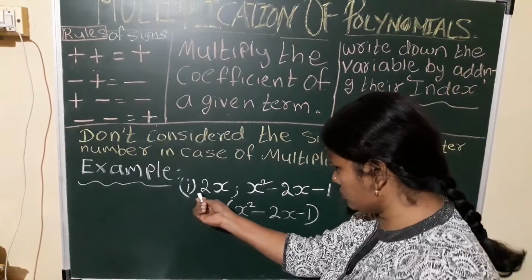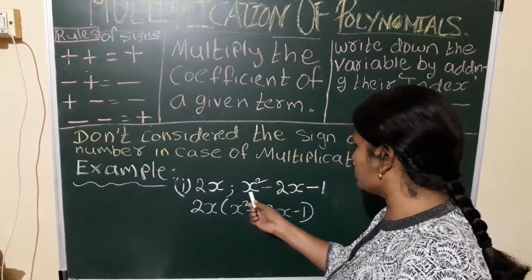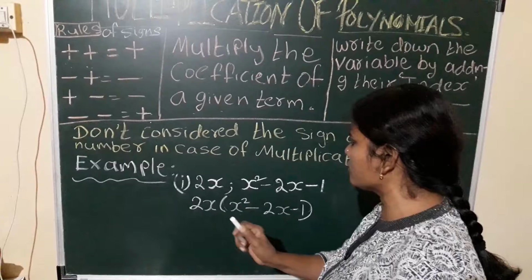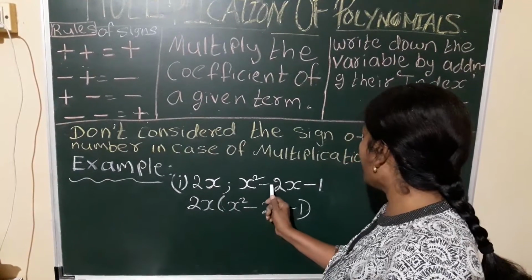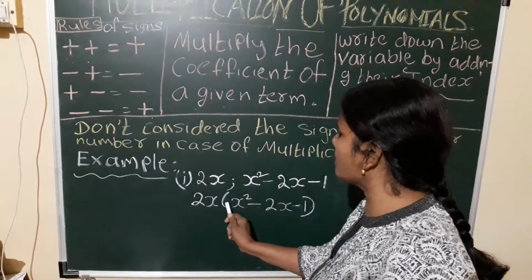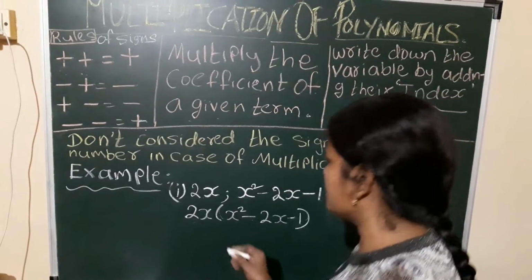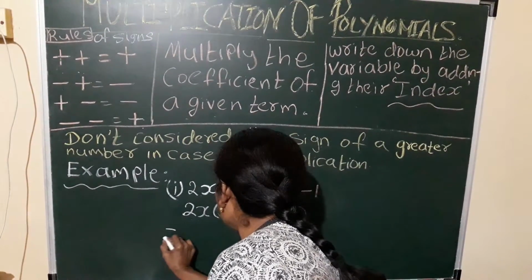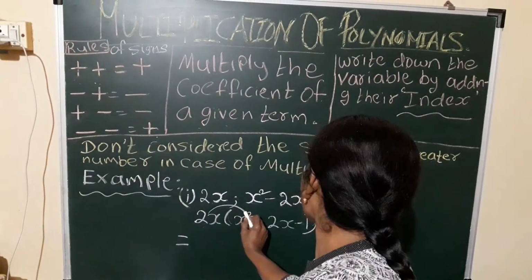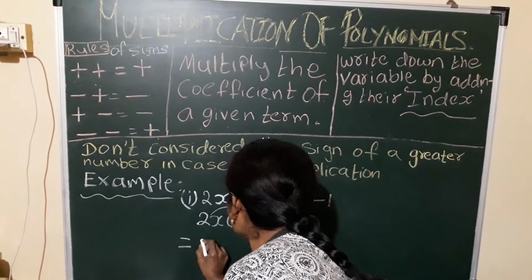Write down this monomial outside the bracket and write down this trinomial inside the bracket. Inside the bracket, what we have to write? x square minus 2x minus 1, and outside the bracket you have to write 2x. Now the next step is put an equal to sign, and multiply this 2x with each term.